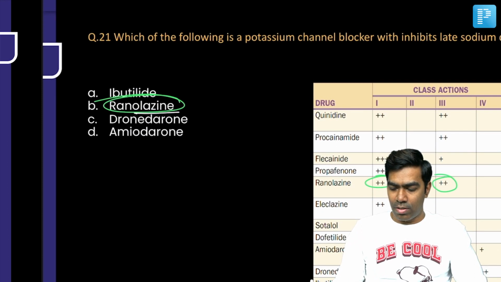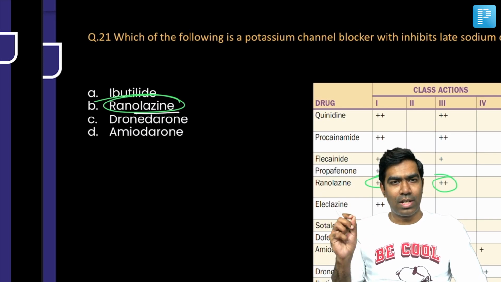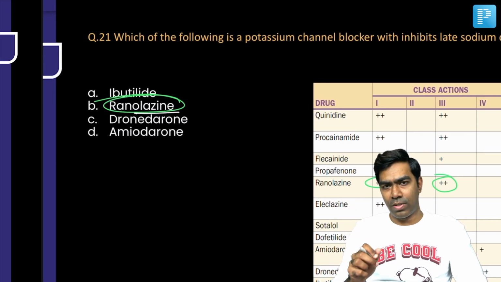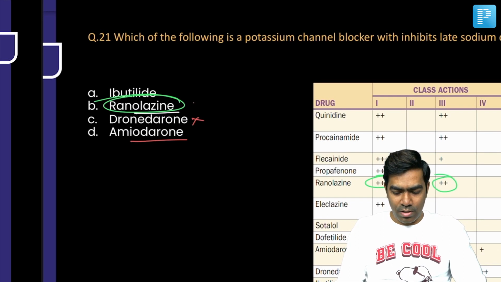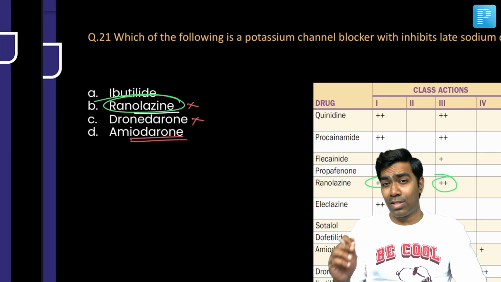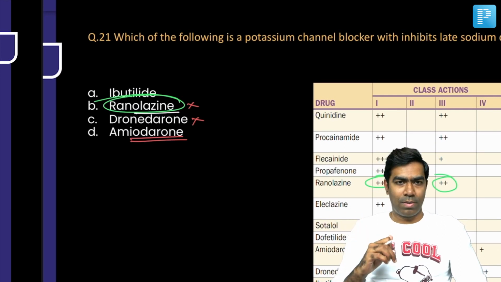And there are some variations with regards to this question, because I don't know the recall quality, but some students say that it's an IV potassium channel blocker that was specifically asked. Then in that situation, amiodarone will be the answer, because ranolazine is definitely not IV. It's an oral drug. It's not available IV. So amiodarone will be the choice, because amiodarone is the one that's going to inhibit the sodium current along with inhibition of the potassium channels.